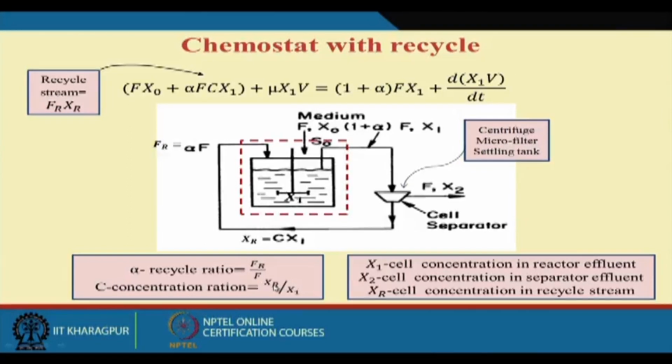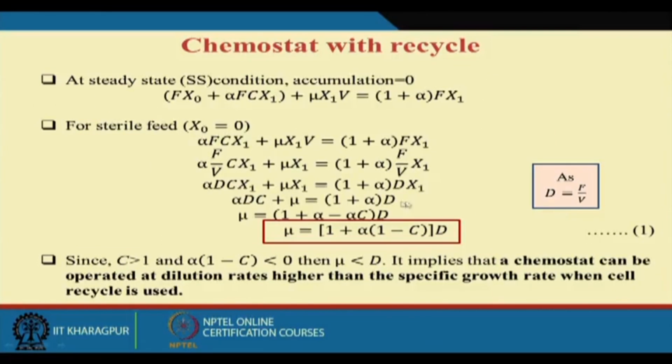Now, obviously, XR over X1 should always be greater than 1, because under no circumstances is it less than 1, since XR is the settled cell mass concentration and X1 is the suspended cell mass concentration. We write this balance equation, analyze it, and come across the equation mu equal to 1 plus alpha minus C alpha, into D. This is very important, because C, as I told you, is always greater than 1.